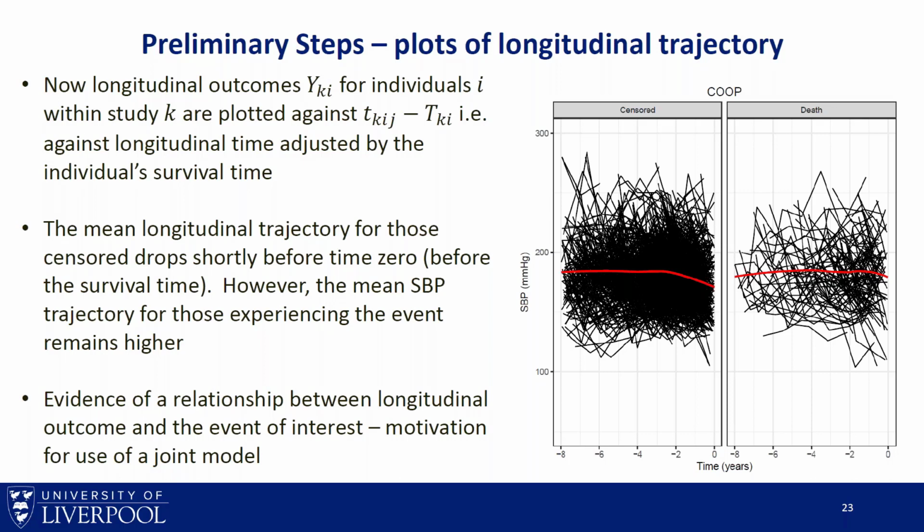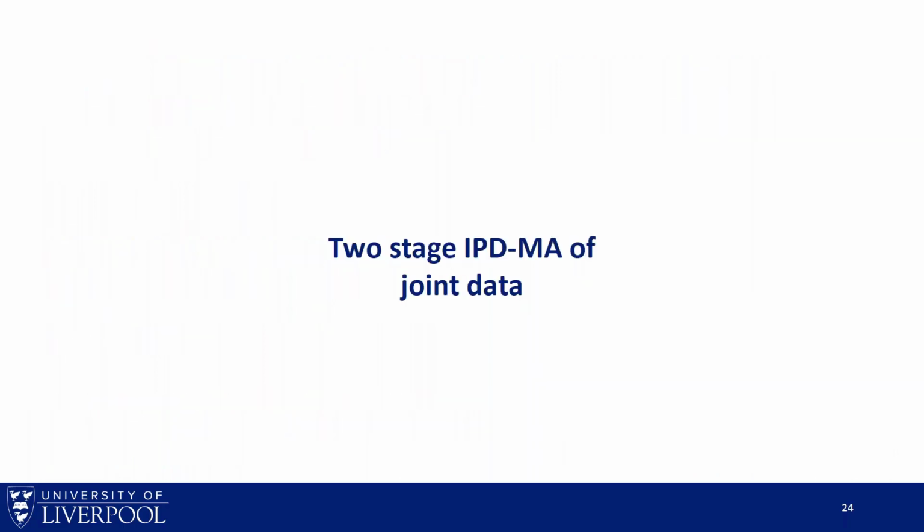So because we've got a difference in the mean trajectory between those censored and those events, we have evidence that we should be using a joint model rather than separate analyses. There's a relationship between the longitudinal and the time to event components. So we will now move on to actual analysis of longitudinal data. And we will start to talk about two-stage IPD meta-analysis of joint data.